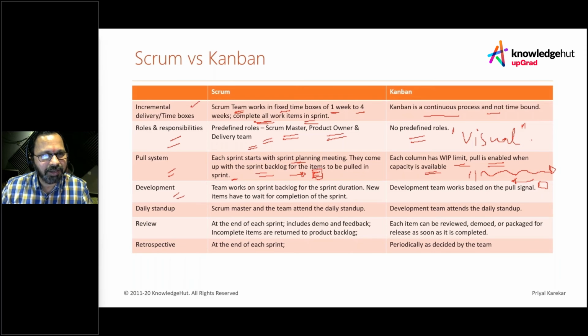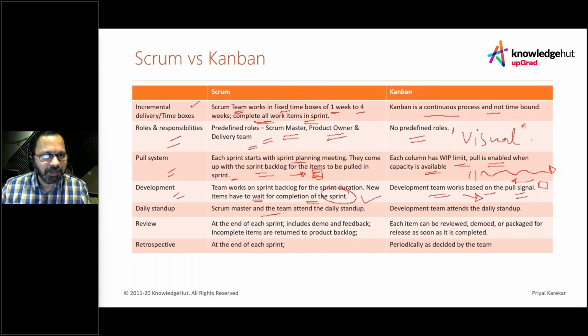The team works on the iteration backlog or sprint backlog for the iteration duration. New items have to wait for the completion of the iteration or your sprint. However, in Kanban the development team works based on the pull signal. If you have capacity, the new item gets into the workflow immediately, because if the team and the stakeholder feel it is a priority, it gets in immediately.